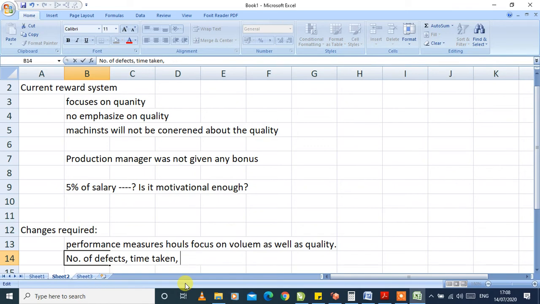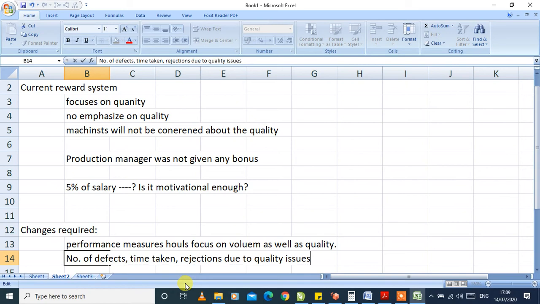Rejections, return inwards, rejections due to quality issues. See, this kind of factors could be incorporated in your performance evaluation and bonuses rewarding system. Rewarding system means that's based on performance measurement, right? So it always goes together, rewarding system and performance measurement. Whatever you are suggesting as improvement to performance measurement would improve the rewarding system also.